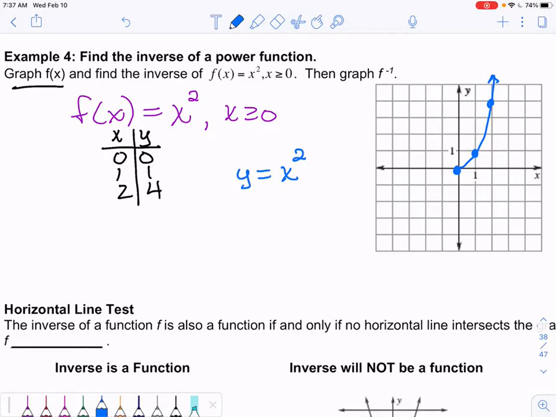To find the inverse, after you make it y equals, Malachi, what would you do next? What's the next step to find the inverse? So we're first going to make it x equals y squared, and then, yeah, then we take the root. So now we square root it, and we use inverse notation. So we're going to have f negative 1 of x equals the square root of x.